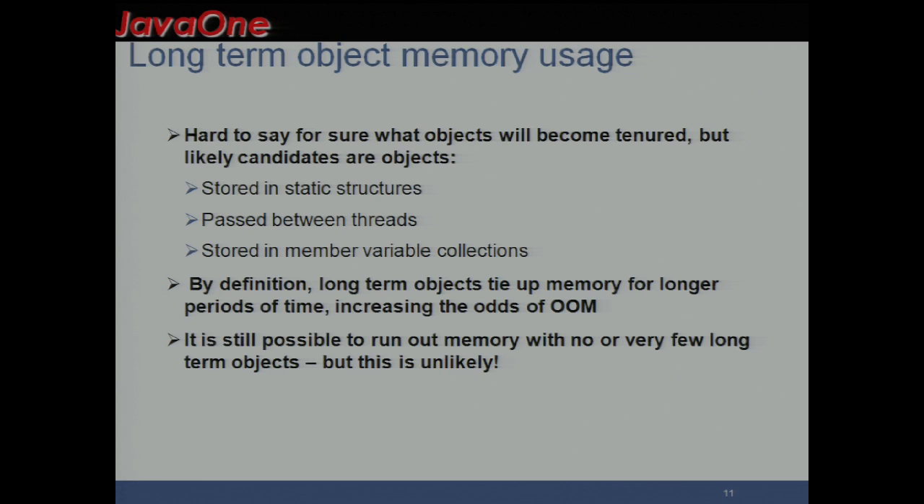And by definition, an object that's long-lived is going to tie up memory for a longer time, and it's going to increase the odds of you getting an out-of-memory error. It's still possible that you can run out of memory if you don't have any long-lived objects, but it's unlikely. And in order for that to happen, you have to be allocating some very large objects or a large number of small objects in a short amount of time.